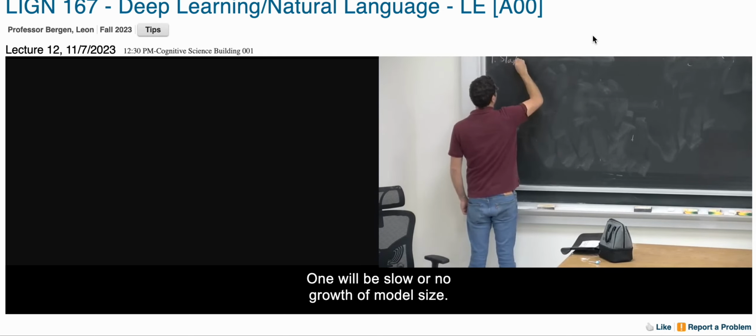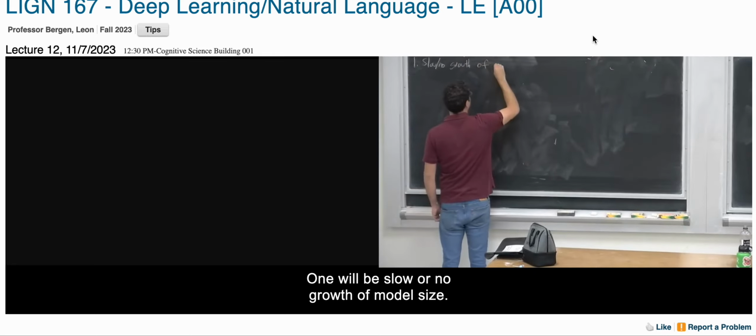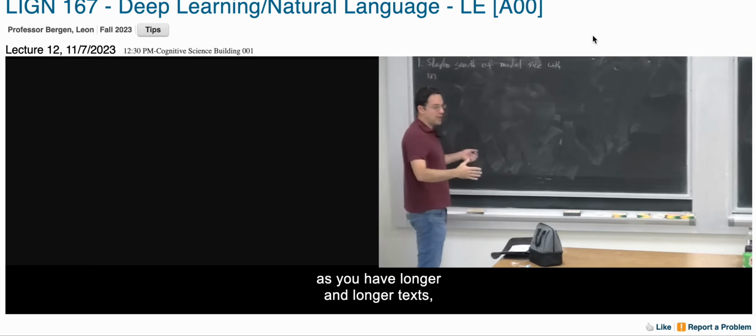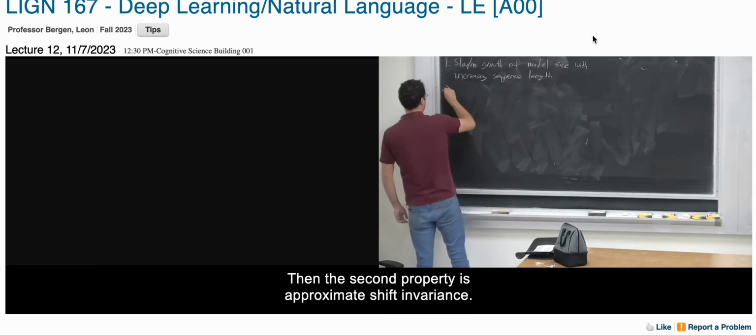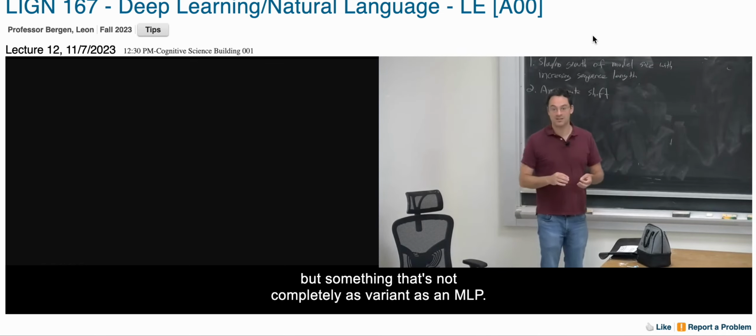So let's talk about these two properties that we want. I'll call them two good properties in quotations because maybe one of them is not so good, but this is the perspective of the field. So one will be slow or no growth of model size with increasing sequence length. So as you have longer and longer text, your model does not grow linearly with the length of the text. Then the second property is approximate shift invariance. So again, you don't want perfect shift invariance, but something that's not completely as variant as an MLP.